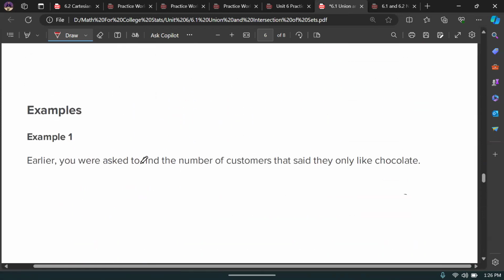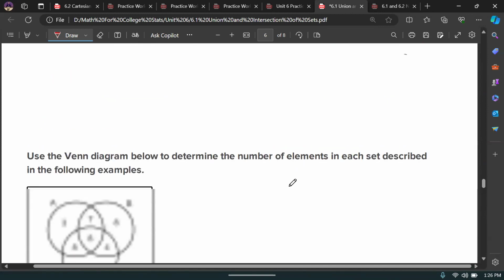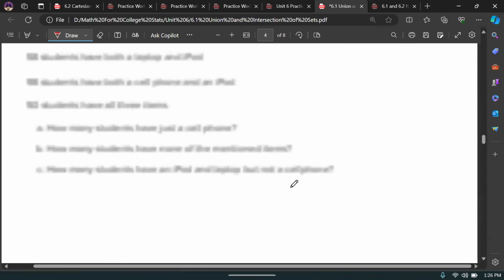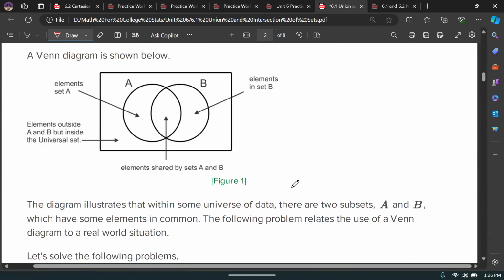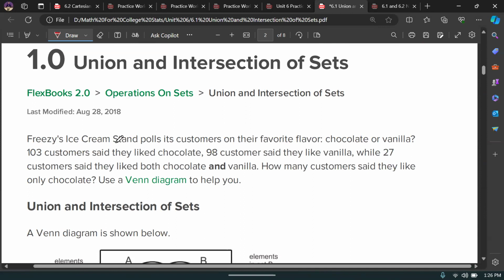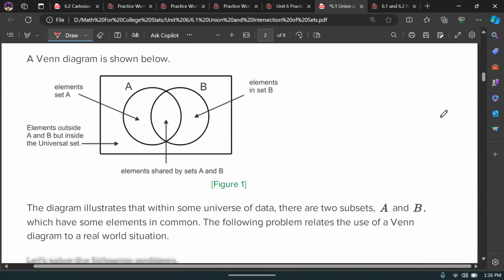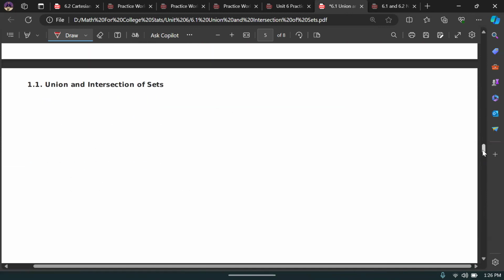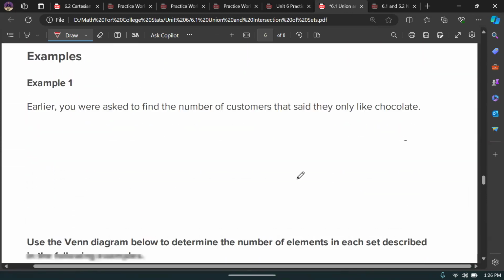But earlier you asked to find the number of customers that said they only like chocolate, right? That was from this question in the very, very beginning, which I kind of skipped. Freezy's ice cream stand polls its customers on their favorite flavor, chocolate or vanilla. 103 customers said they like chocolate, 98 customers said they liked vanilla, while 27 customers said they liked both chocolate and vanilla. How many customers said they liked only chocolate? So that question from earlier, I guess we're coming back to it.